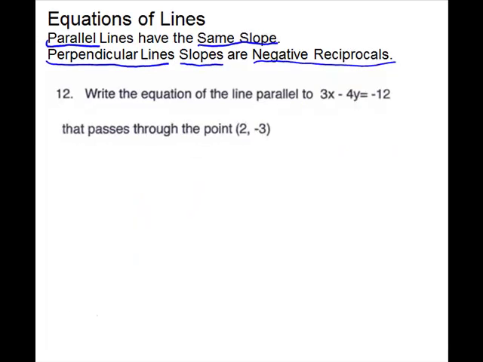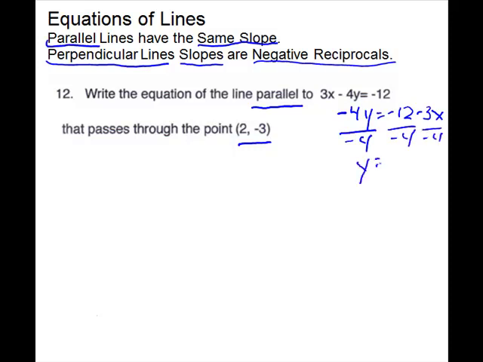For problem 12, we're going to write the equation of the line parallel to this line that passes through this point. So we have to figure out what the slope of this line is, and our slope will be the same because it's parallel. So we have to manipulate this equation into slope-intercept form. So I'm going to just work right here, isolate the y. So I need to subtract a 3x. And divide by negative 4.